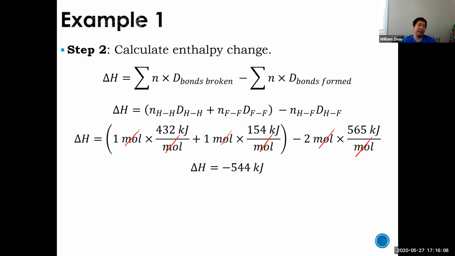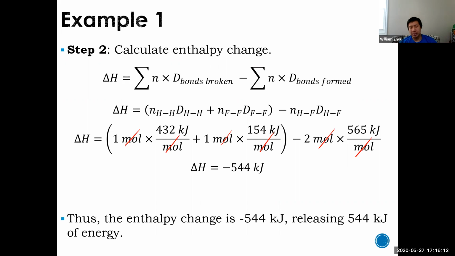In this case, everybody has 3 sig figs, so that's a no-brainer. Of course, it's 3 sig figs. So the enthalpy change of this reaction is negative 544 kilojoules. It can be a negative number. It simply means you release this energy. It is an exothermic reaction. Is this clear? Do we have any questions?